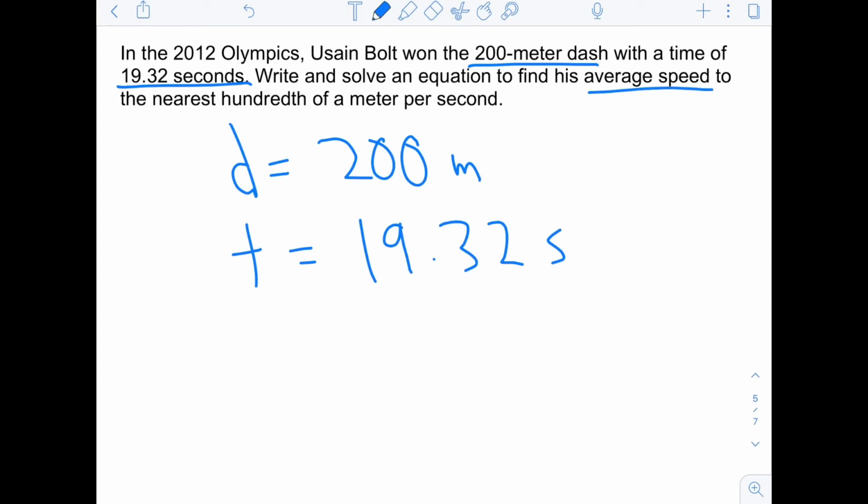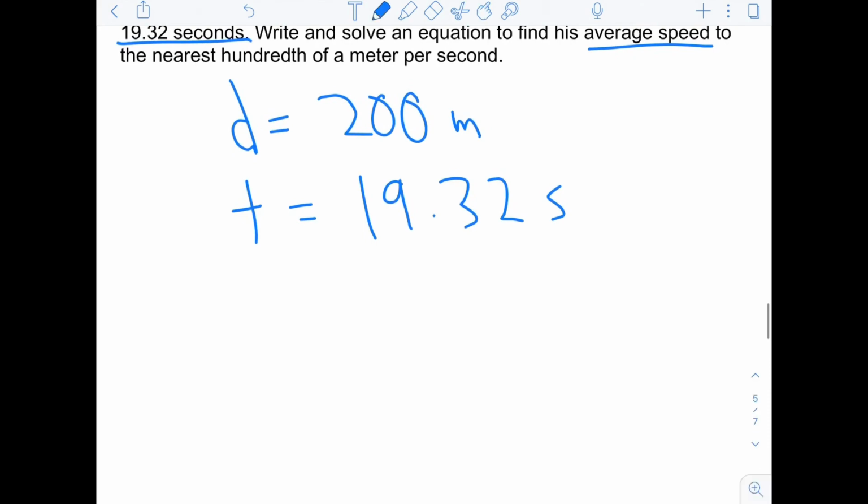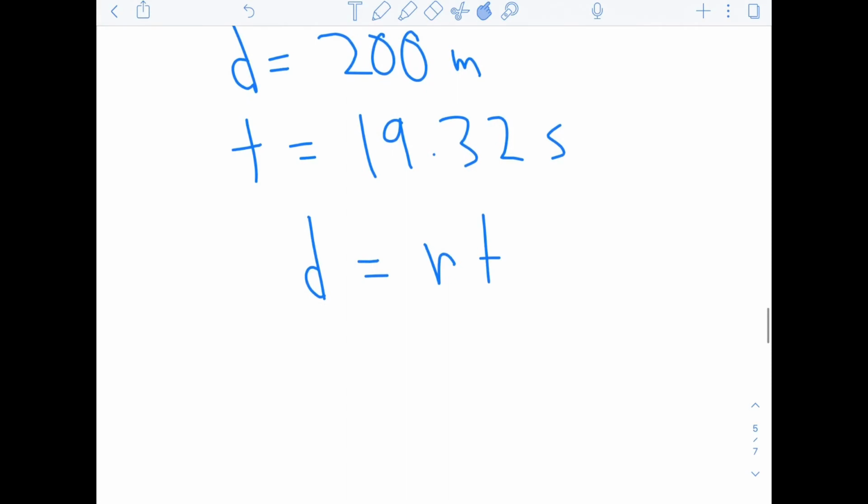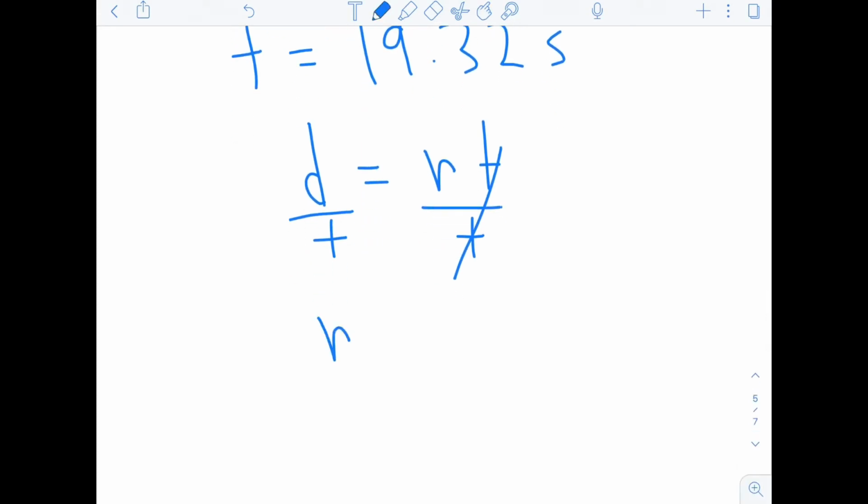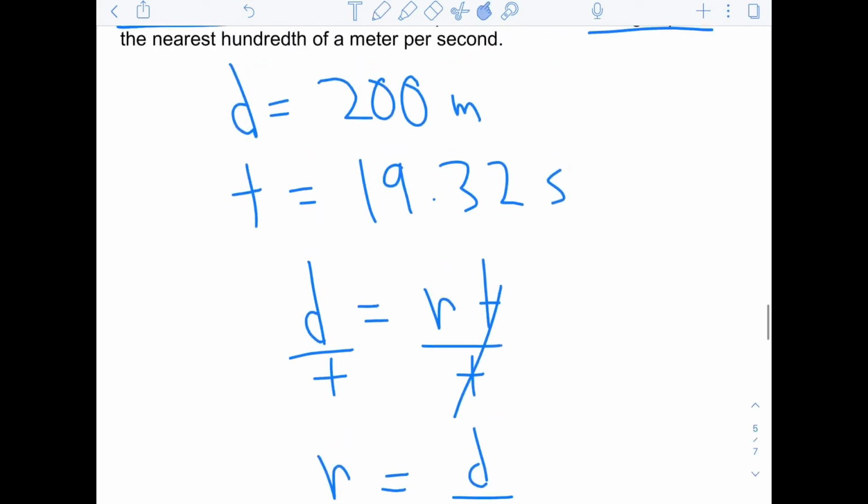So to do that, we have to use the distance formula. And the distance formula is distance equals rate times time. And rate is basically just average speed. So to find rate, we have to get rid of t, so let's divide by t. So you're going to get that average speed, also known as rate, is distance over time.